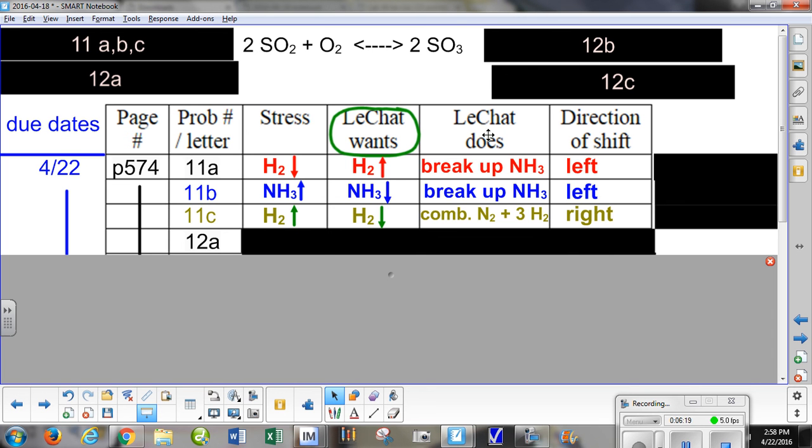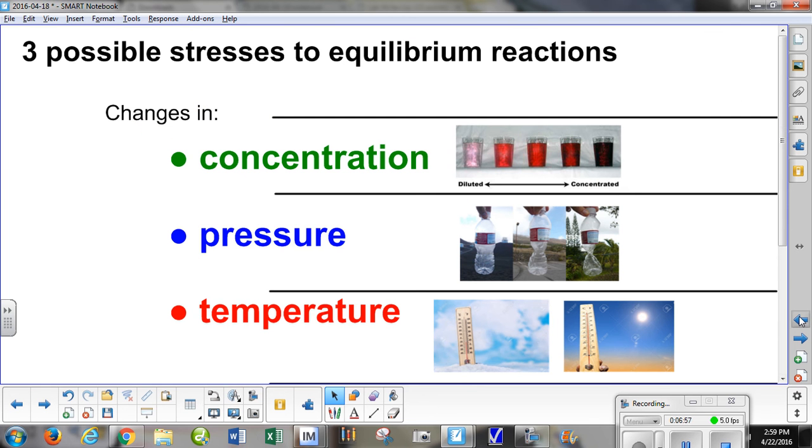A little? Maybe? Okay. 12a. They're using a different equation for each one. So we've got 2 SO2, 1 oxygen, and we're getting 2 SO3s. What is the stress that they're giving it? Decreasing the volume. Now, here's the trick with volume. Volume has to be interpreted in terms of what it does to pressure, because volume is not one of our stressors, is it? Concentration, pressure, temperature, that's it.